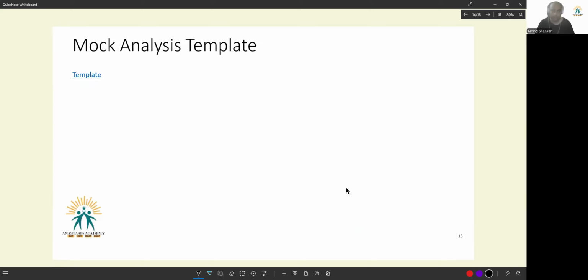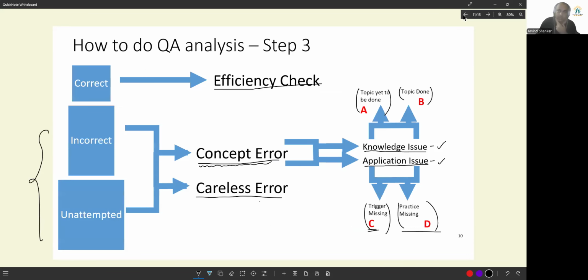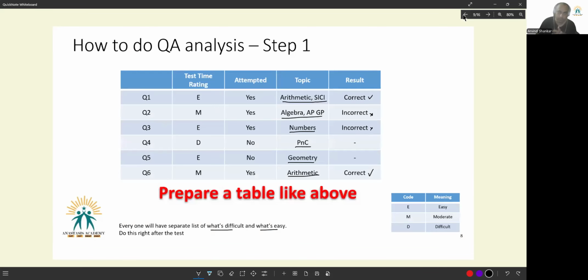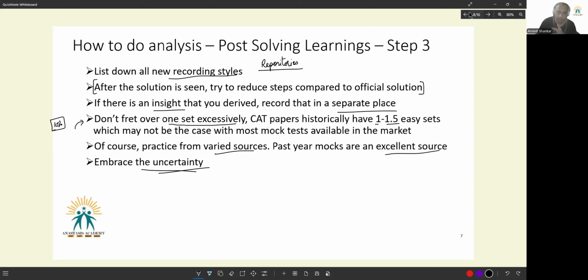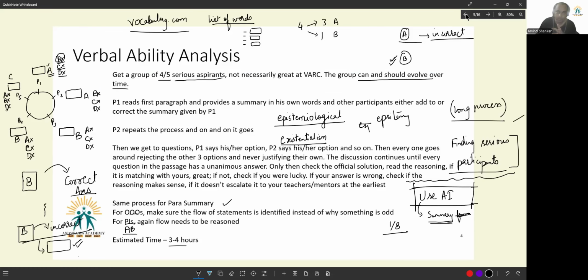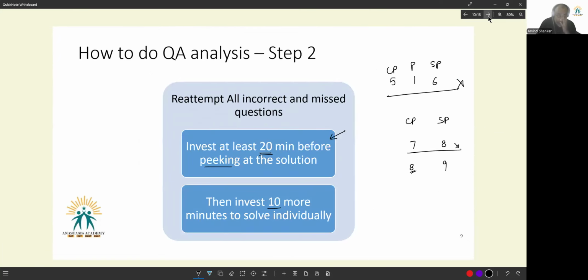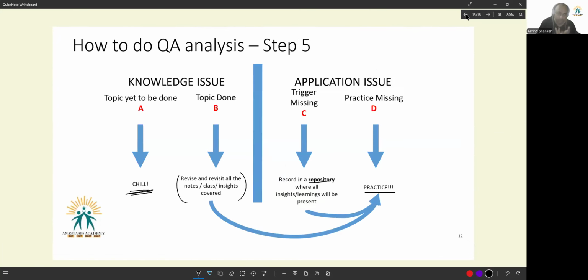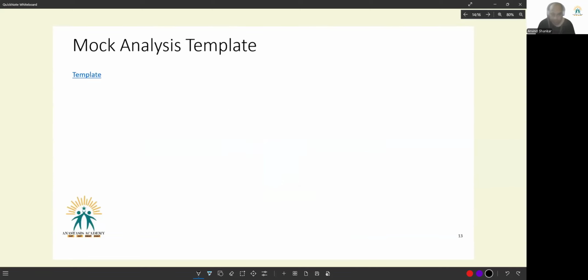And now we will look at a mock analysis template. See, this is for people who want to do it right. My entire presentation is geared towards people who want to do it right from end to end, the entire thing correctly, and who are maintaining a repository and have time for it. Then there are going to be people who are not like that. For them, I have something else here.